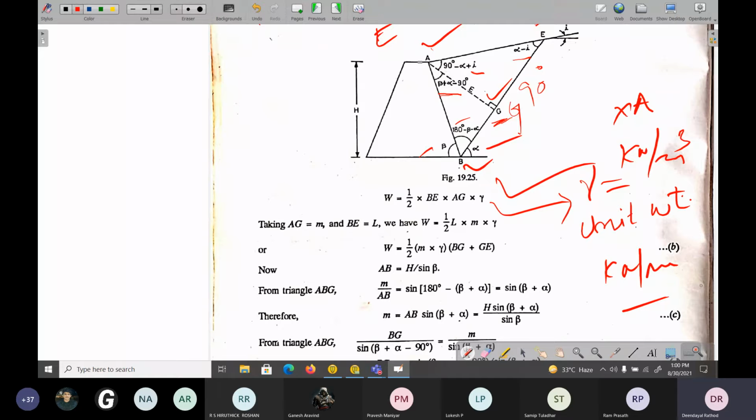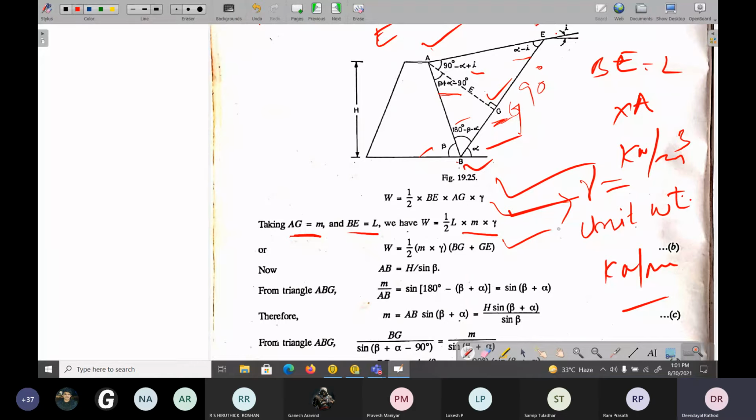So here, half into base into height, and by taking AG as M, a short method, assuming some parameter, the AG length as M and the BE length as L. We can write this formula in this way, half into M into gamma into L, where L is nothing but BG plus GE only, right? BG plus GE, nothing but L.